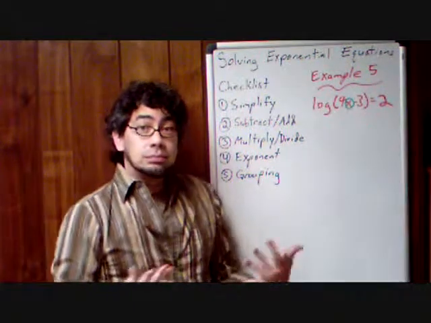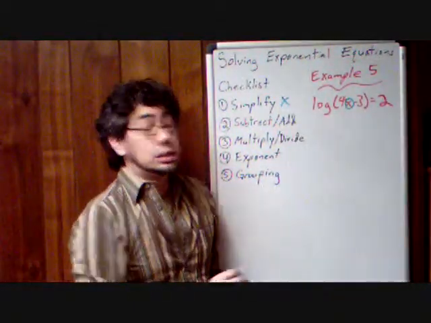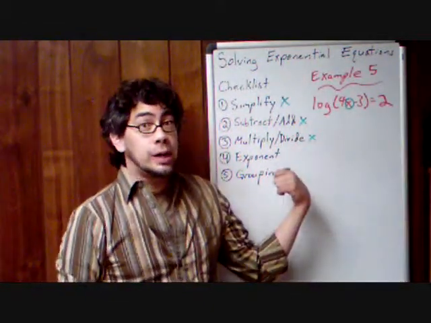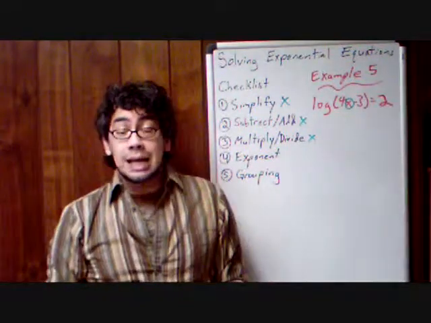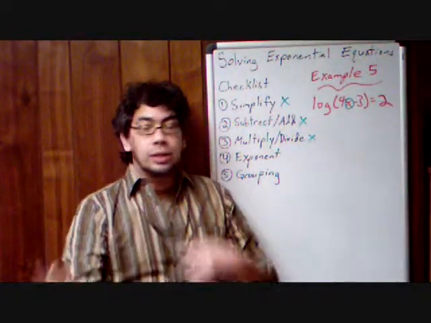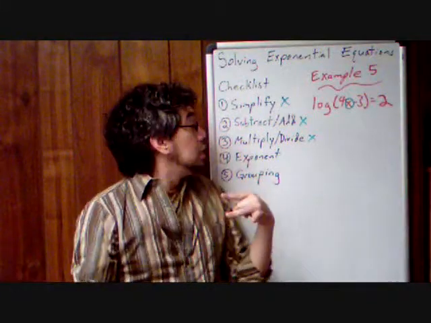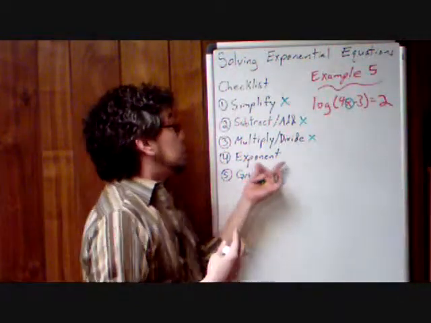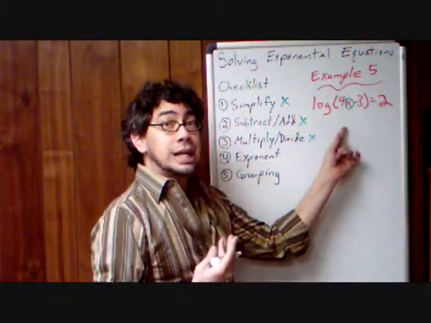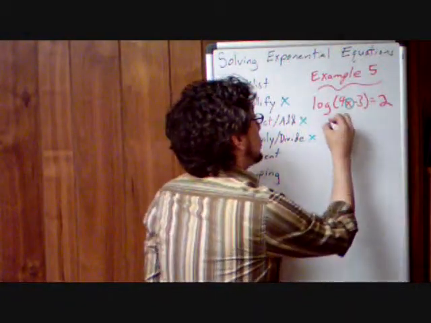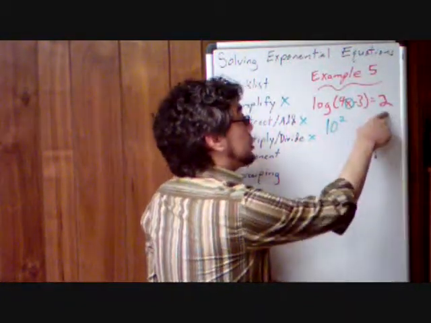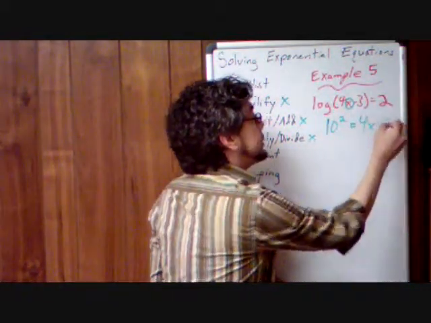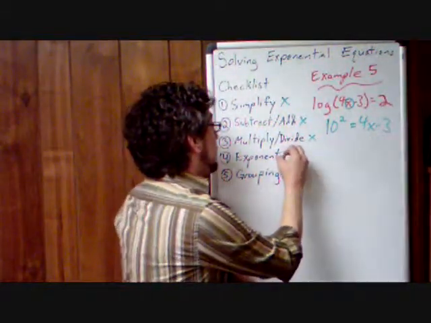So if we're looking at this, again, no simplify. No subtract, add for right now. No multiply, divide for right now. We're right to our exponent step. In this case, this is written as a logarithm, but remember, it all switches back and forth. Logarithm, opposite is exponential. Exponential, opposite is logarithm. So we're going to write this as an exponential equation. We've got 10 to the power of 2. Remember, this base is understood to be 10, equals 4x minus 3. And I've now taken care of my exponent step.